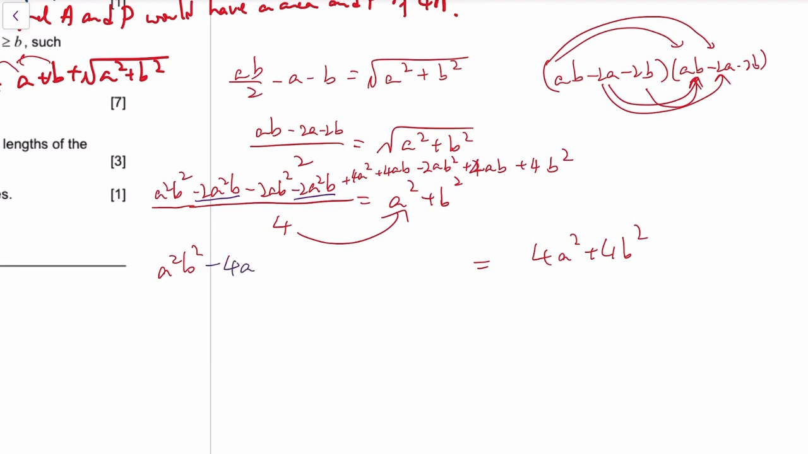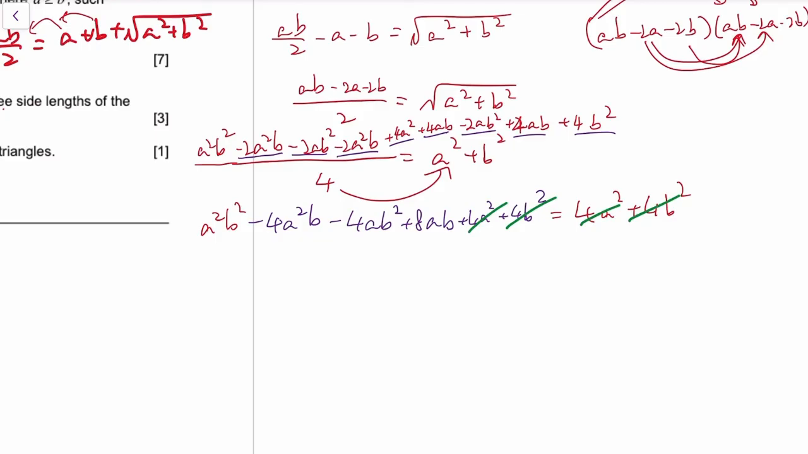So it's minus 4A squared B. Oh, I mean A squared B. What else? Minus 2AB squared, minus 2AB squared, minus 4AB squared. We have plus 4AB plus 4AB, so plus 8AB. And then we have plus 4A squared plus 4B squared. So those cancel out. And then I think we can factor out AB. So AB, then we have AB minus 4A minus 4B plus 8.